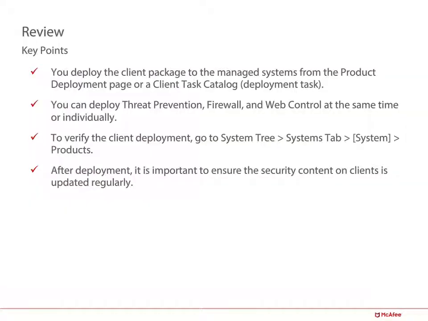So the key points that we want to review: you can deploy the client package to your machines using the product deployment page or a client task catalog, where you can create your deployment tasks from there. I can deploy threat prevention, I can deploy firewall, I can deploy the web control individually, or I can deploy them all at the same time. Just remember, if I did just the threat prevention, I can come back later and add the firewall, and I can come back later and add the web control.